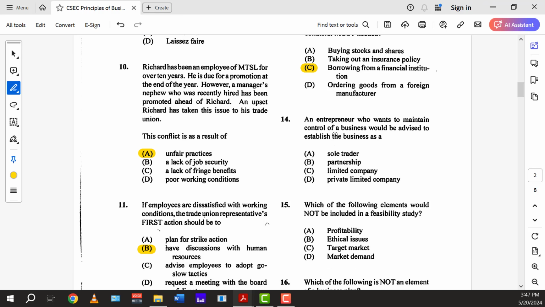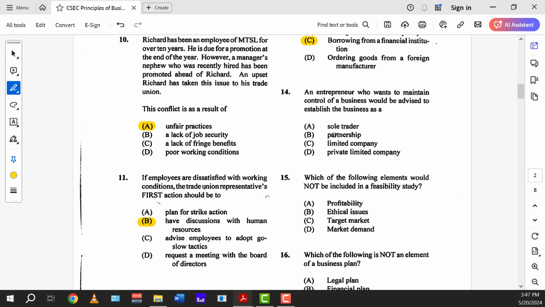Number 14, an entrepreneur who wants to maintain control of a business would be advised to establish the business as A. Sole trader, B. Partnership, C. Limited company, or D. Private limited company. And so the best answer here is, of course, a sole trader. You're the only owner, so when you die, the business dies with you, and nobody is really going to take over a business like that.